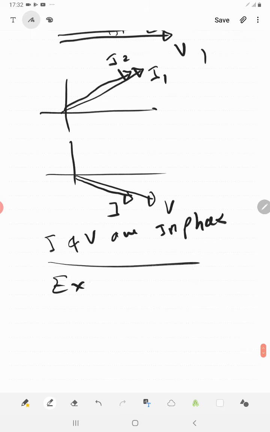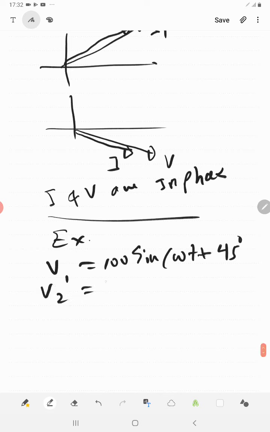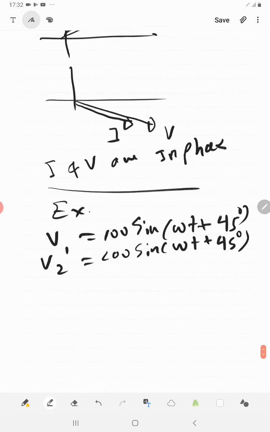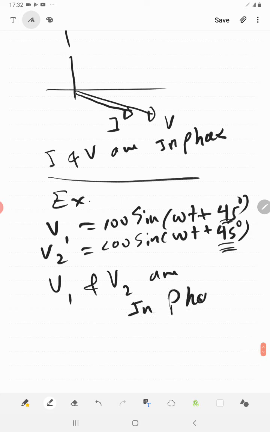Example, V1 equal 100 sine omega t plus 45 degrees, while V2 equal 200 sine omega t plus also 45 degrees. Okay, so because both have the same angle, we say V1 and V2 are in phase. Okay, this is very important.